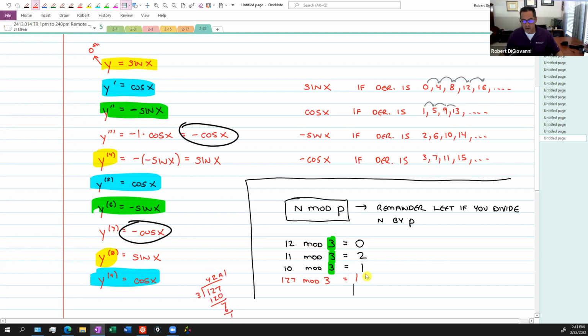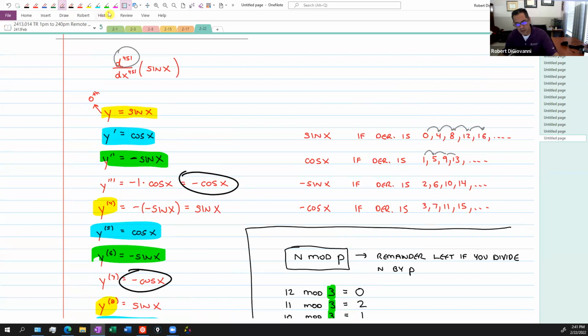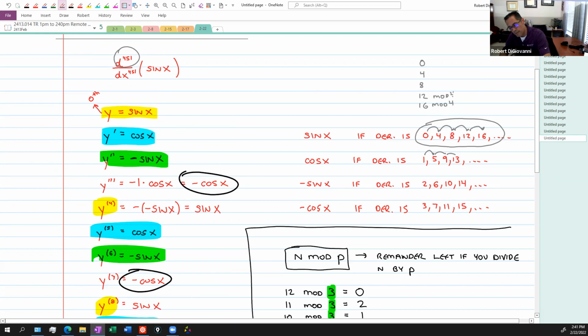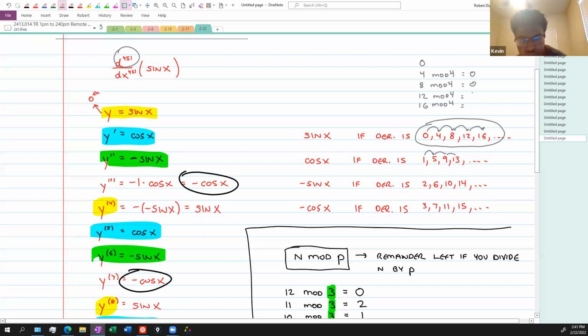I'm out of time. I want you all to look at these numbers. If you look at this list right here, remember I said the jump was 4? In all these lists, the jump is 4. I want you to consider taking every single one of those numbers in that list and modding them by 4. What are you going to get as an answer for all of them? 0. You get 0 for all of those.